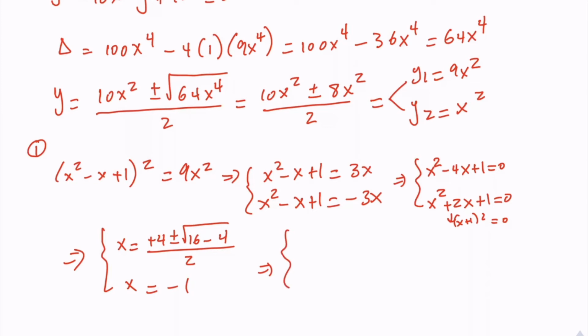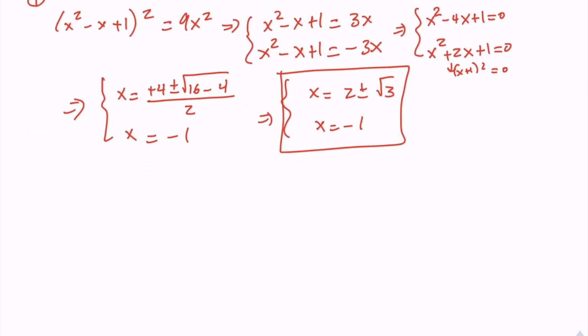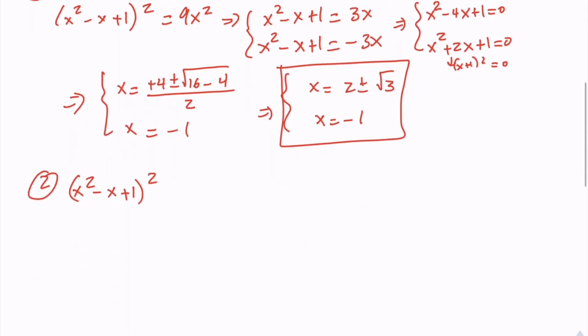So if we simplify this even further, we will get x will be 2 plus or minus square root of 3, and x will be minus 1. So this is one set of answers. And then we can also write x squared minus x plus 1 squared, which is y, is equal to x squared. Therefore, x squared minus x plus 1 is plus x, or x squared minus x plus 1 is minus x.